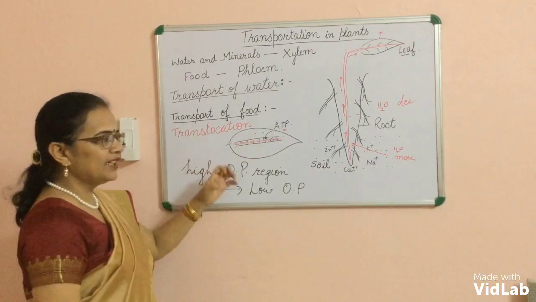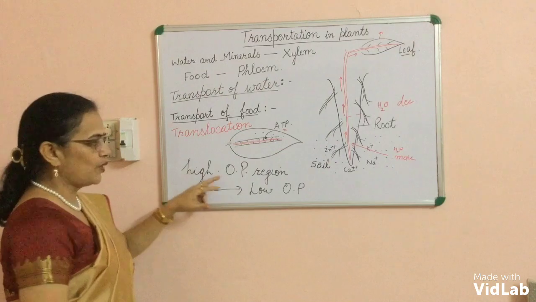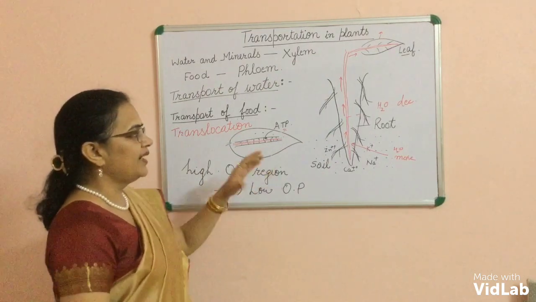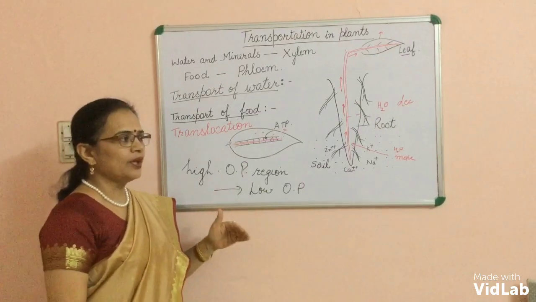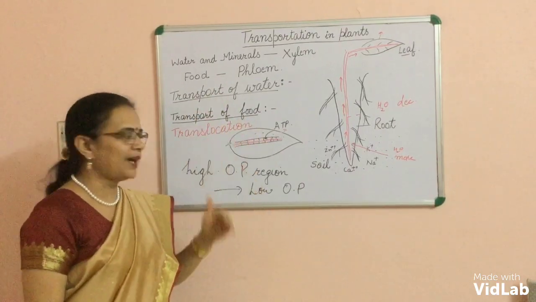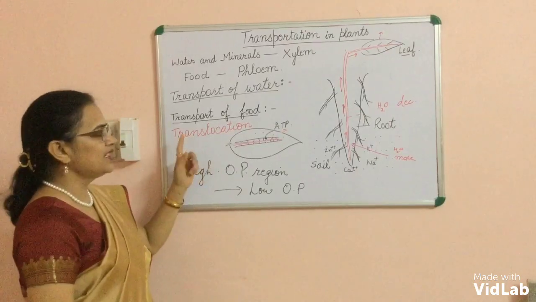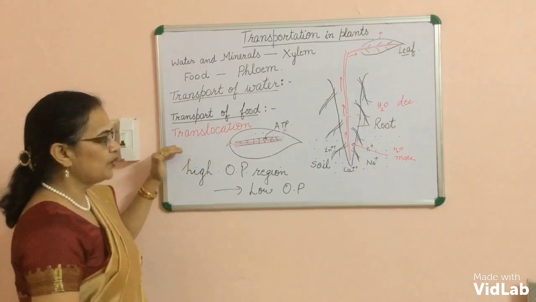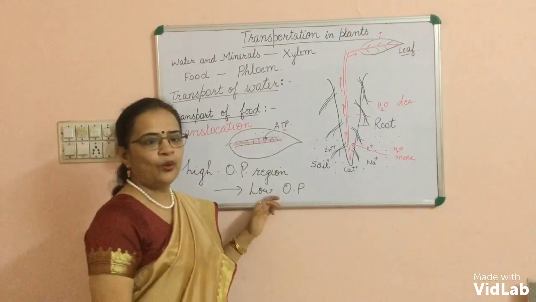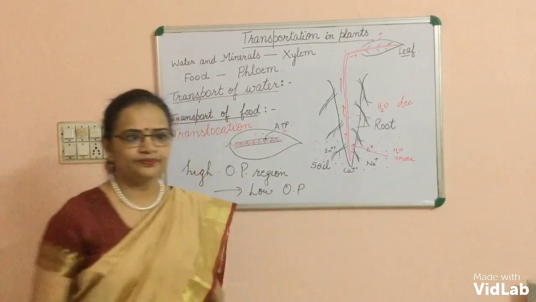Then this material moves from high osmotic region towards the low osmotic region, and in this way in the phloem the food moves in upward direction also and in downward direction also. That is, the movement of food is in both directions, from high osmotic region towards the low osmotic region.